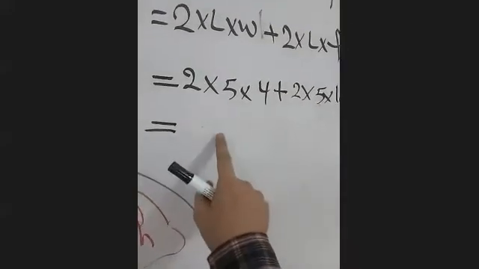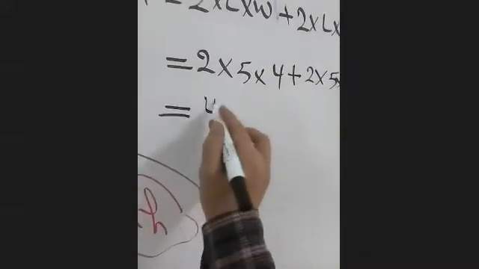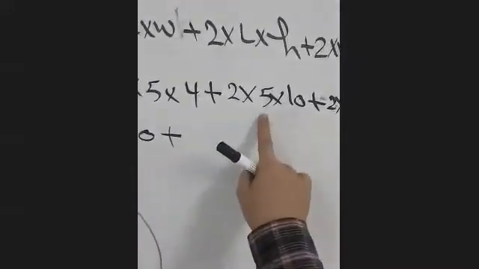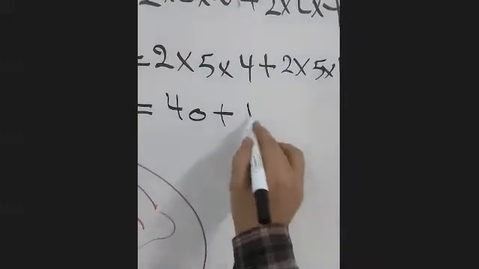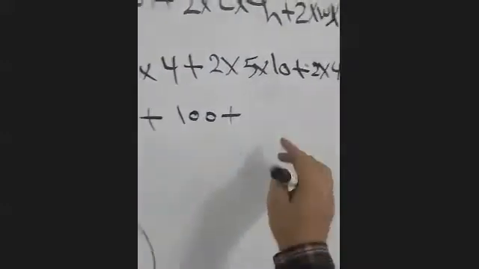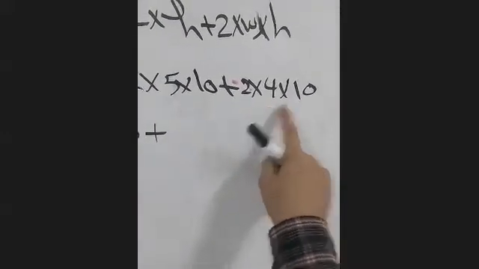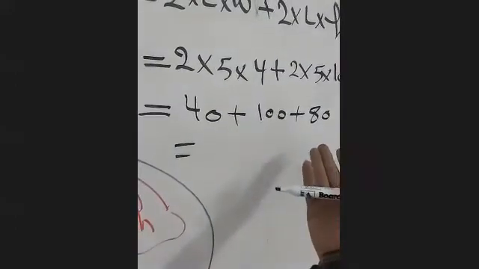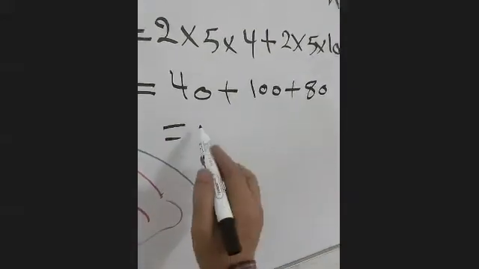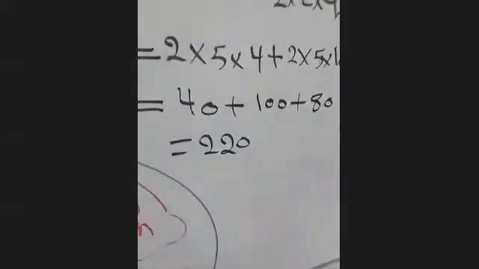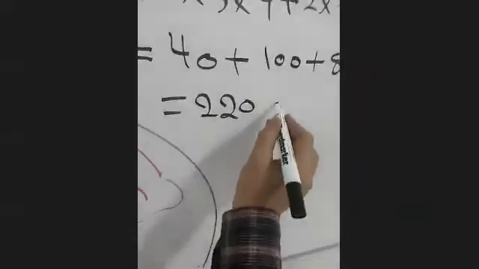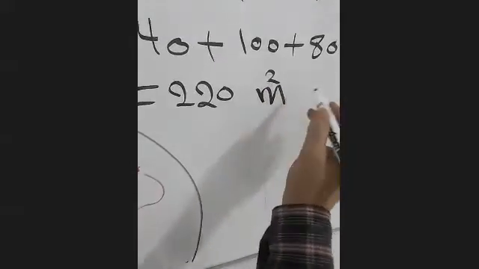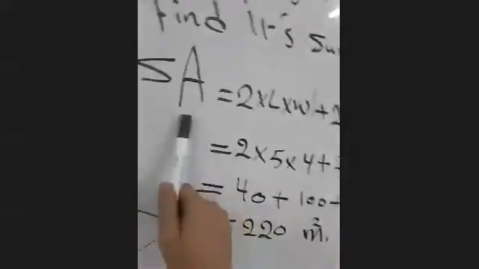So here 2 by 5 is 10, by 4 is 40. Plus 2 by 5 is 10, by 10 is 100. Plus 2 by 4 is 8, by 10 is 80. Now you add them: 120 with 100 is 220. What's the unit? Meter, and I will put power 2. Why? Because it is area.